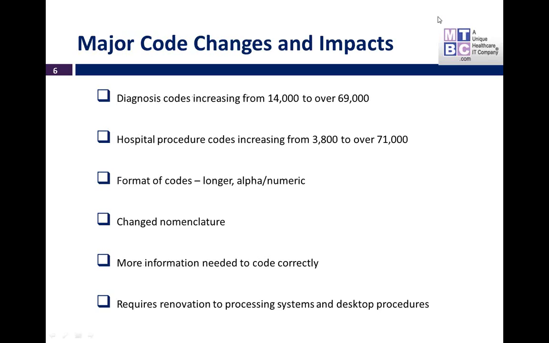Now we'll be talking about major code changes and their impact. Diagnosis codes are increased from 14,000 to over 69,000. Hospital procedure codes are increased from 3,800 to over 71,000. The format of the code has also changed. That is, the code will now be alphanumeric. The terminology has also been changed. Due to these changes, more information is needed to code correctly. Also, renovation to processing systems and desktop procedures is required. This means that systems also need to be updated in order to implement ICD-10.